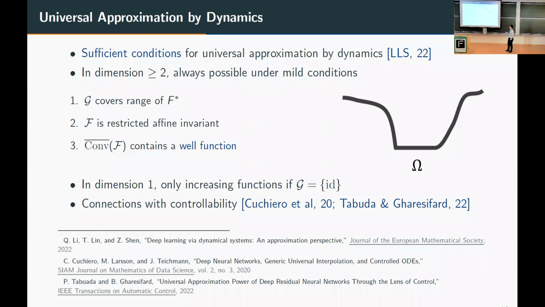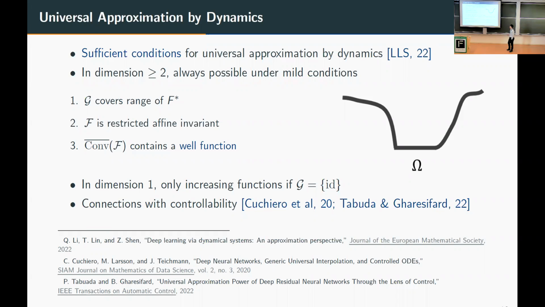For dimension 1, there's a slightly weaker result, because in 1 dimension, the ordinary differential equations, they preserve the topology, right? So the trajectories cannot intersect. So there are some limitations here in 1 dimension. So you can only approximate increasing functions.